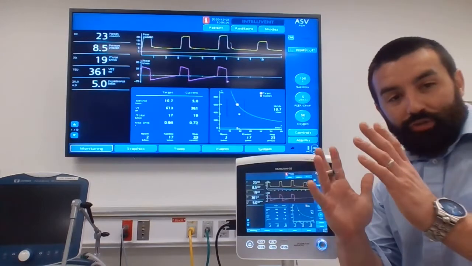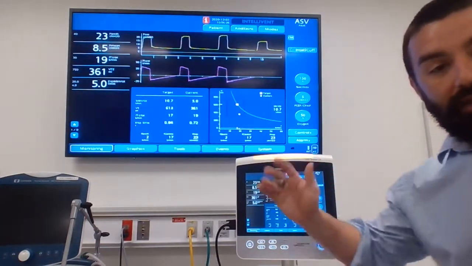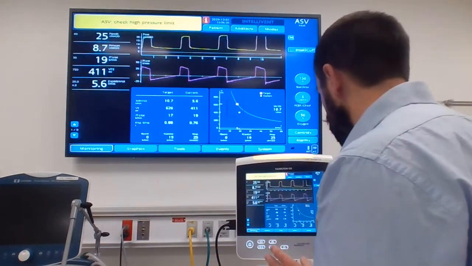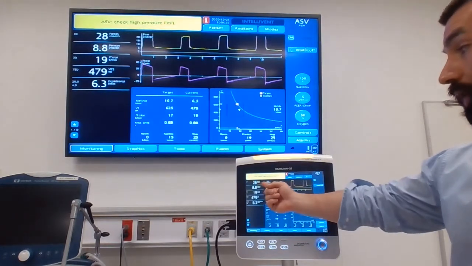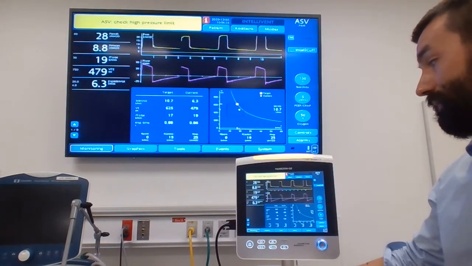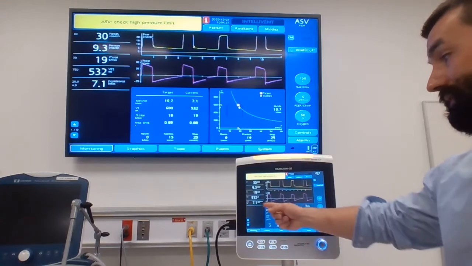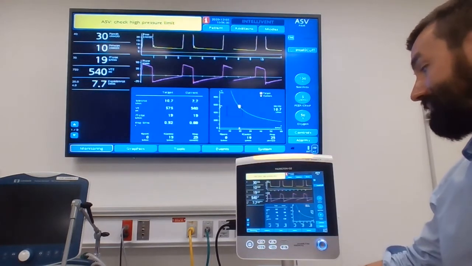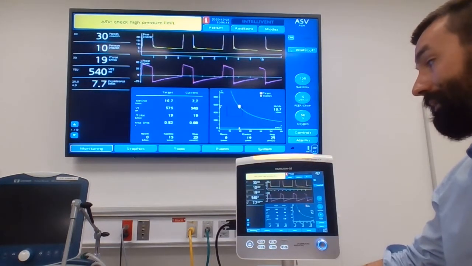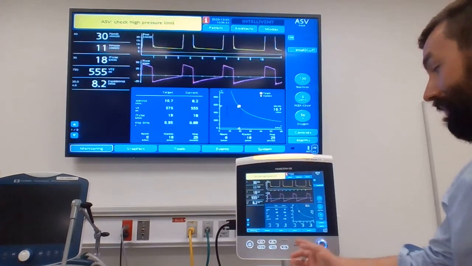My box kind of shrunk in regards to how it is able to move and choose my target parameters. You can see I'm getting close to my ASV pressure limit. So in this case, because of this high level of resistance, it's running into problems with escalating. I may not be able to achieve my minute ventilation if I do not adjust my pressure limit.